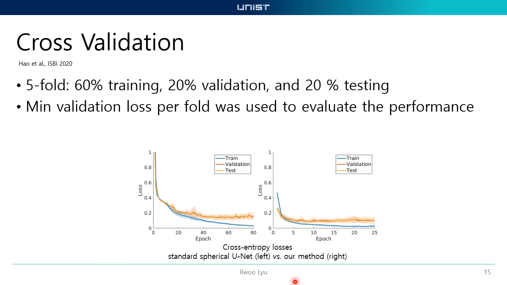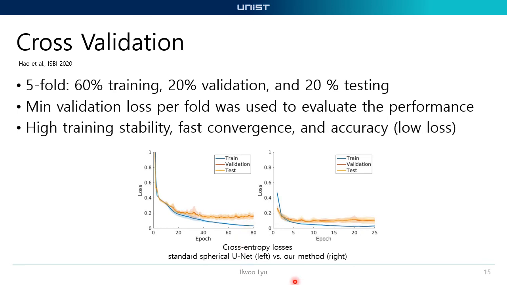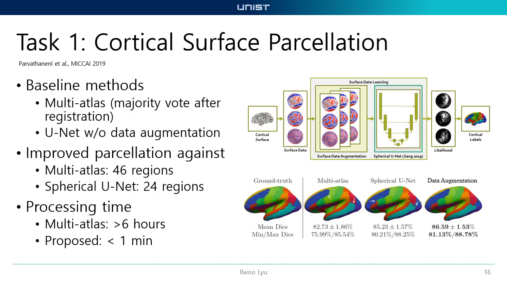As you can see in this figure, our approach, on the right-hand side here, can provide training stability. It means the standard deviation of the training loss is more stable than the training without data augmentation, and also the loss is smaller than the traditional approach without data augmentation. Here's a quick summary for the cortical surface parcellation, which is the first task.